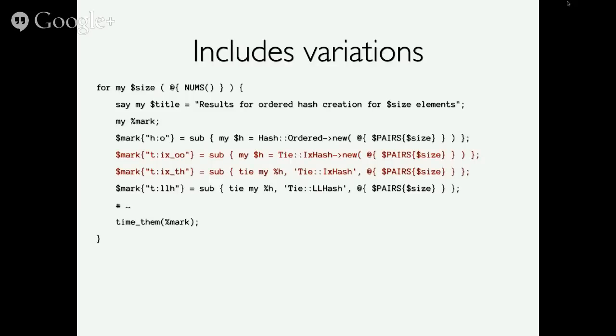So this includes some variations. You'll notice I have underscore OO underscore TIX. TIX is Tie::Hash. Underscore OO means I'm using the object-oriented interface. Underscore TH means I'm using the tied hash interface. So I was testing certain models that had variations, testing it both ways to see what impact that had. What's nice is you'll see later on, you can see the impact that using the tied interface has over using the underlying method calls.